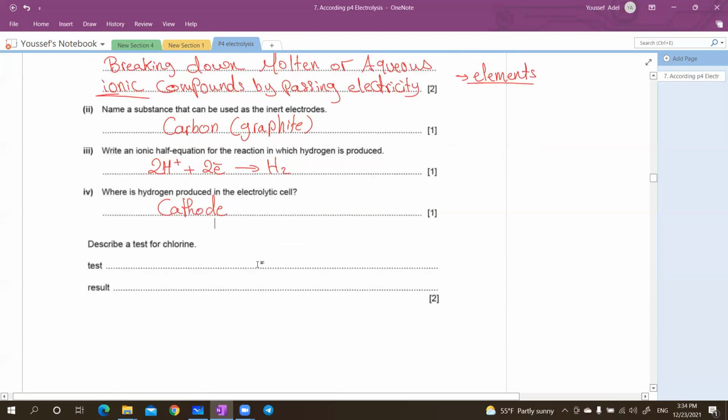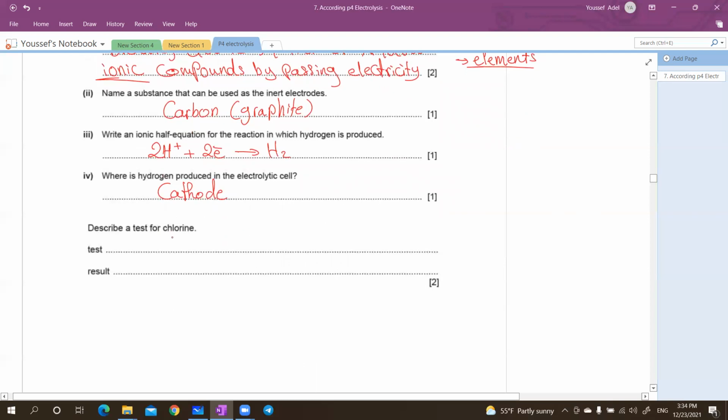To test the chlorine gas, we have to bring damp blue litmus paper because the chlorine has an acidic effect. So it should be damp to allow the chlorine gas to dissolve with the paper. So damp blue litmus paper. At the start, the paper will turn red, and then it will be bleached. Bleached means it becomes colorless.